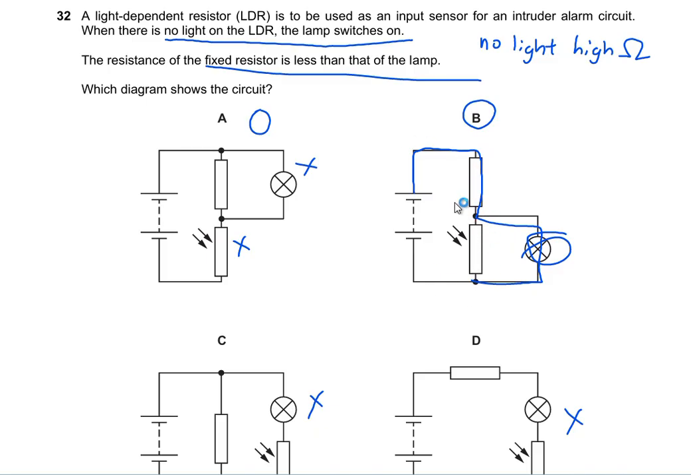Okay, and when a barrier comes and prevents light from entering the LDR, its resistance increases, right? So as its resistance increases, it becomes higher than that of the light. So the light is an easier path for the electrons to follow. The electrons flow through the light and complete the circuit, thus lighting up the light. Simple as that. And the fixed resistor is less than the lamp. That means it won't cause any difficulty for the lamp to light up. Simple. So B is the answer.